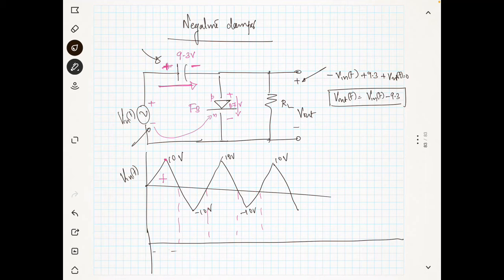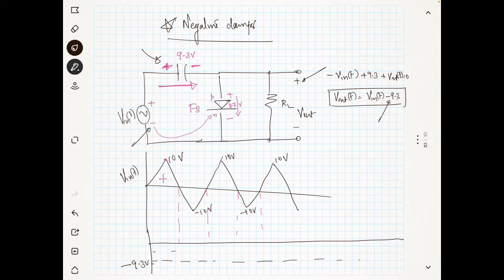Okay, so you can see here there is a minus 9.3, so our reference has been changed to minus 9.3 here. So you can see our reference has now changed to minus 9.3. That means it is shifting down. That's why it is known as negative clamper, as I told. So it is shifting down.